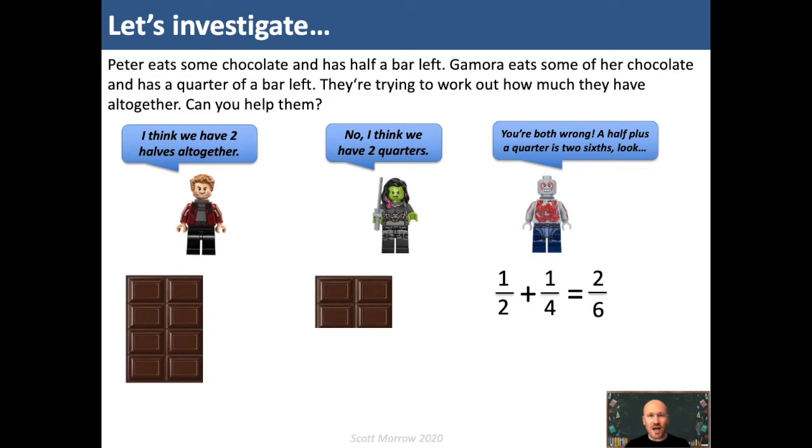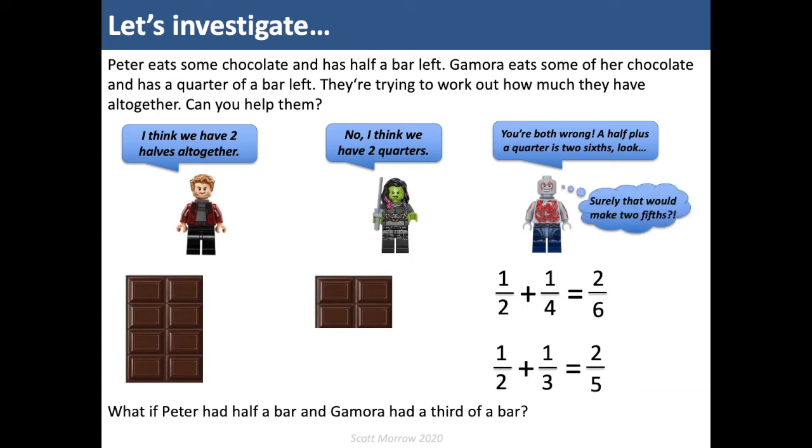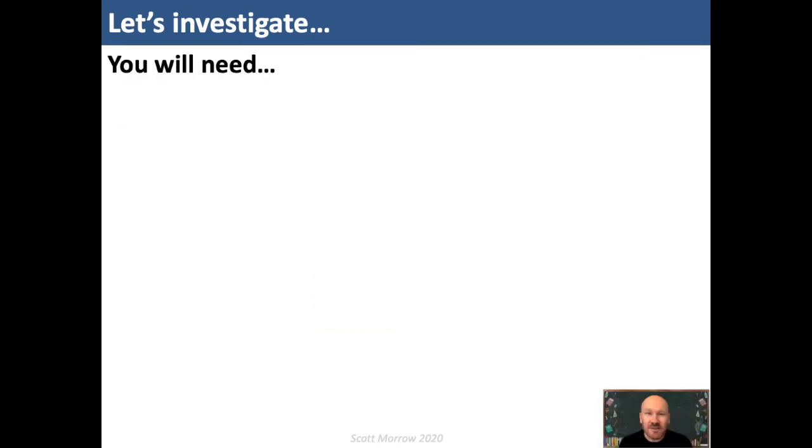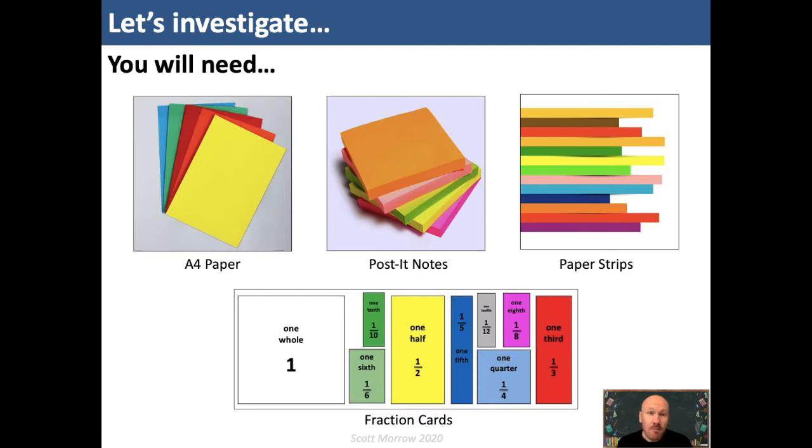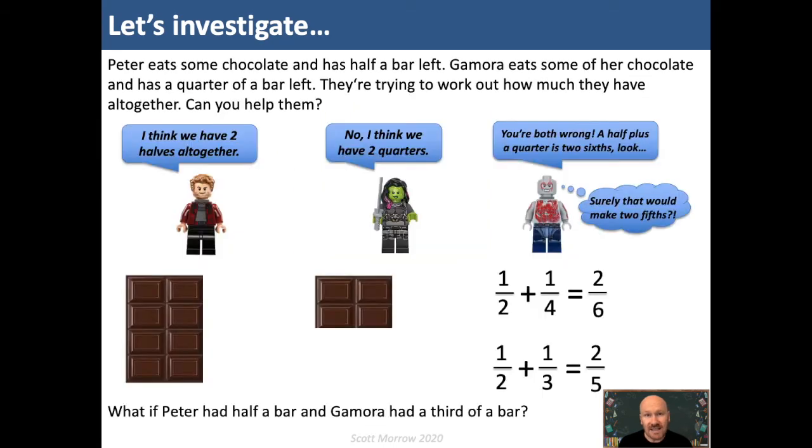Once you've had a go at that, I want you to consider the following. What if Peter had half a bar and Gamora had 1/3 of a bar of chocolate? How much would they have altogether in that case? As with previous weeks, I don't want you just to come up with an answer, I want you to solve it using resources. You may want to use A4 paper, post-its, strips of paper, or you might have fraction cards available to you. Then I want you to explain your solution using pictures and diagrams. So pause the video for 8 to 10 minutes and have a go at that with a partner.